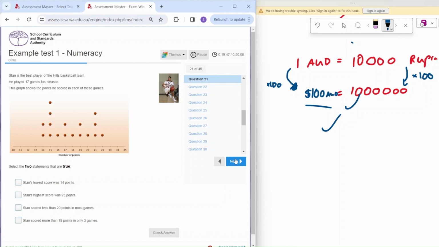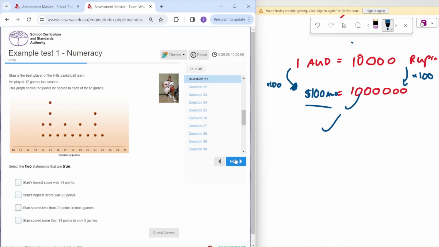So reread the question once you've submitted an answer, or once you've chosen an answer. Reread the question just to make sure that was the right answer, because you may well be correct in the maths, but the question might have been asking for something different. I can't stress that enough. You must reread the question.